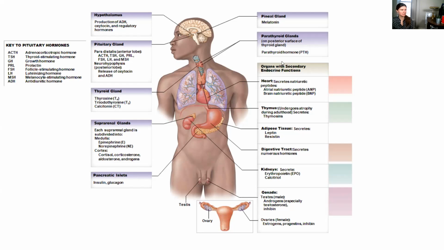And then we see organs with secondary endocrine functions. So organs that do something else, but also release hormones. We have things like the heart. So heart is a really big job pumping blood. You got the thymus. It sits kind of above the heart.